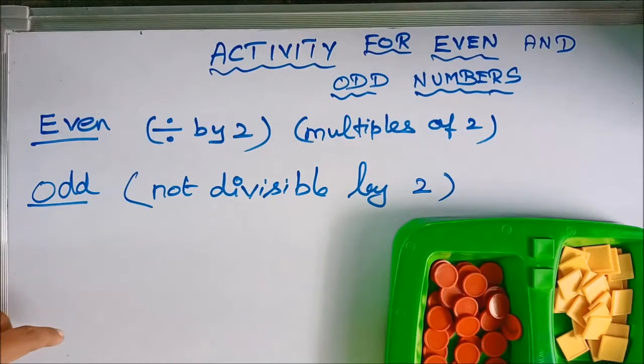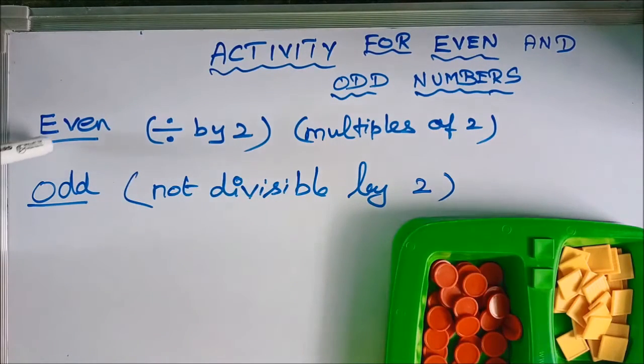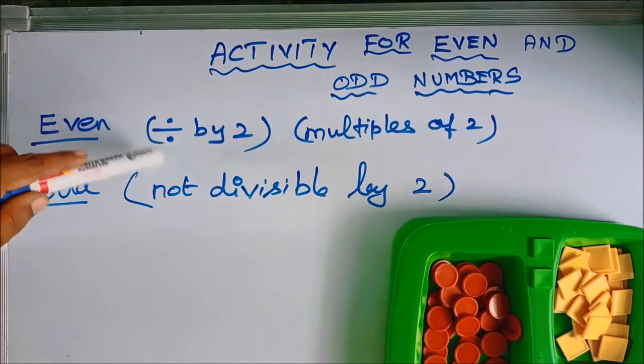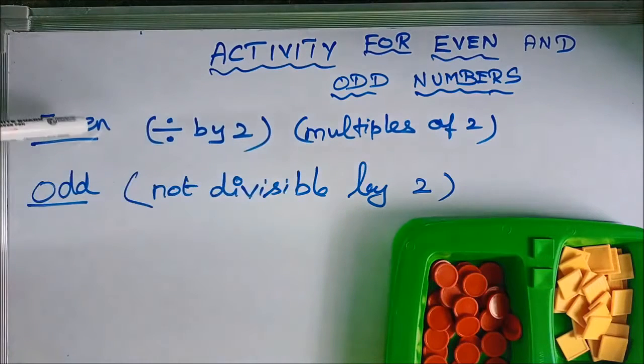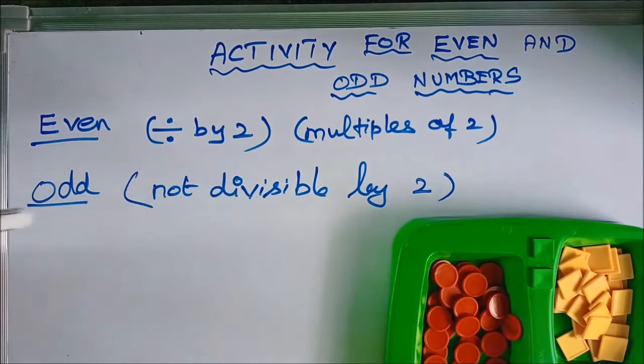Hello children, now we are going to do an activity for the concept of even and odd numbers. We already know what is meant by even numbers. Numbers which are divisible by 2 or multiples of 2 are said to be even numbers. And what are called odd numbers? Numbers which are not divisible by 2 are said to be odd numbers. Now we are going to do an activity for the concept of even numbers.